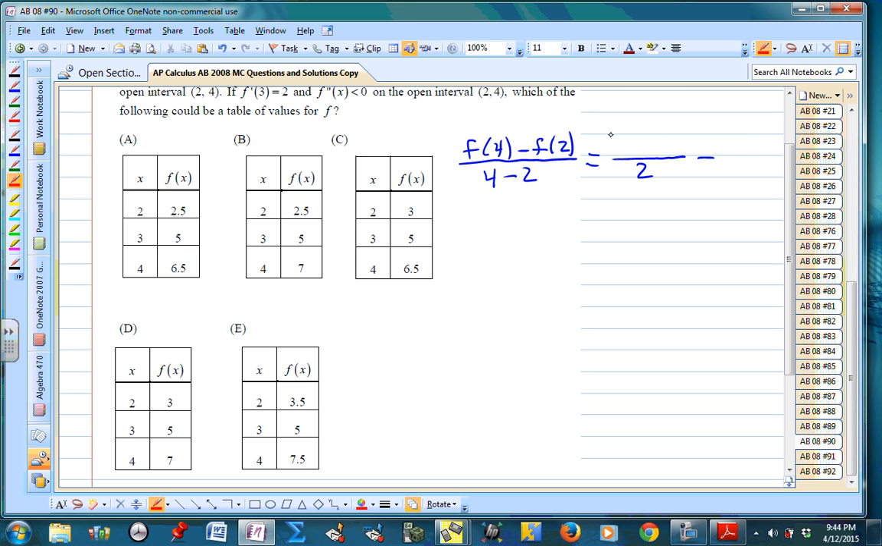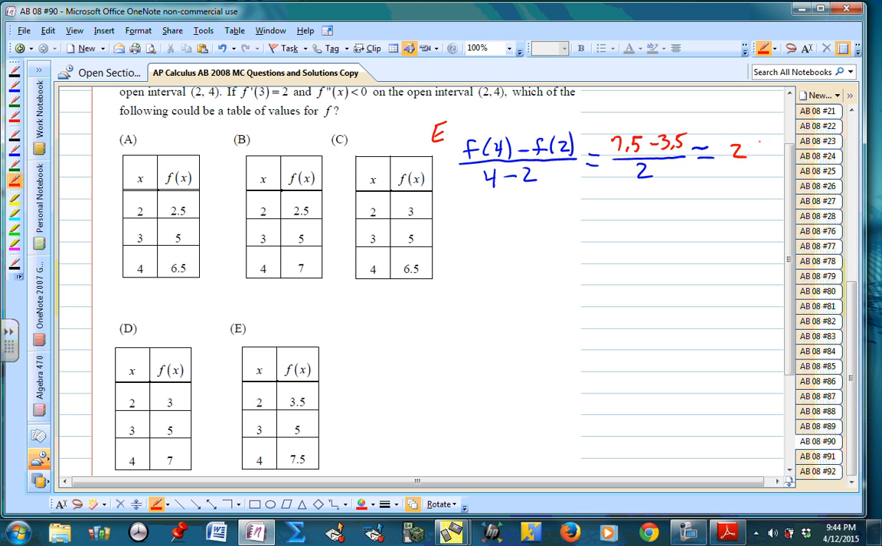And now let's look at part E. The average rate of change, 7.5 minus 3.5 over 2, equals 2. So it looks like we have a good slope, but the rate of change indicates that this function is actually concave up, not concave down.